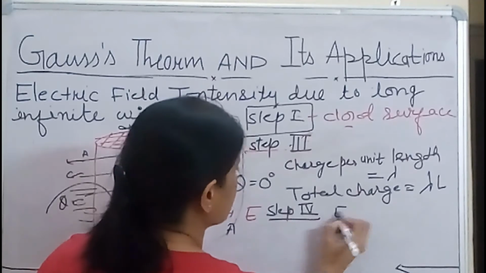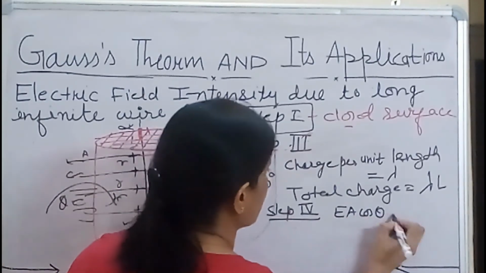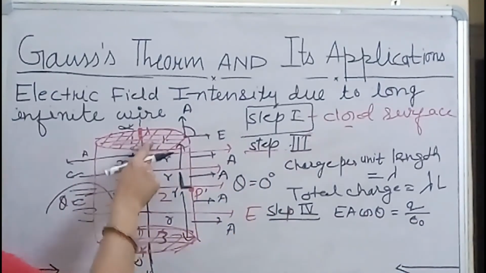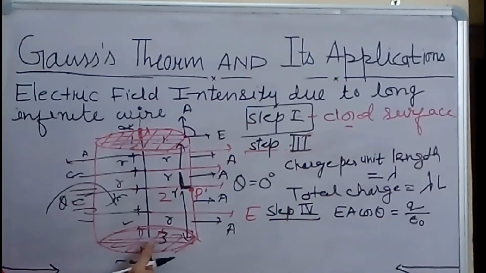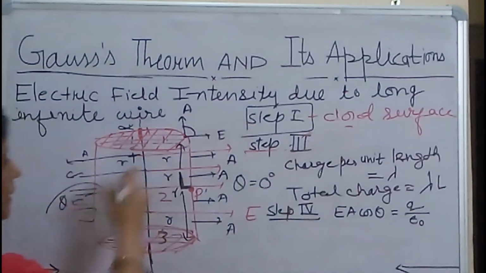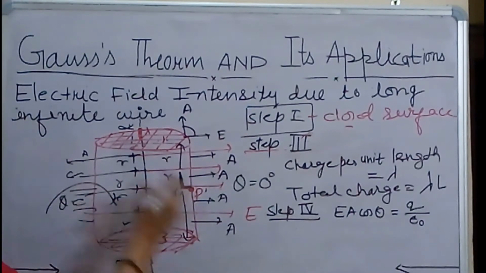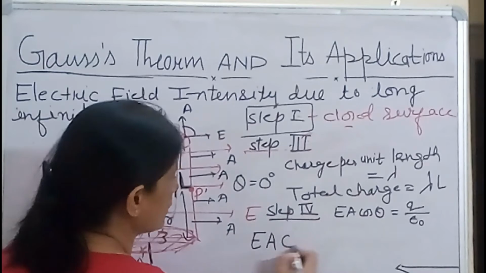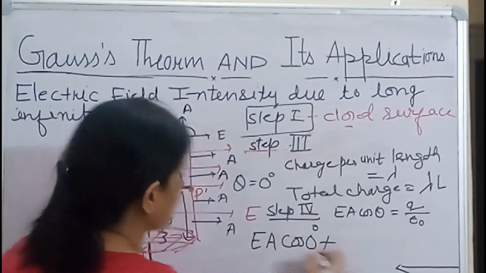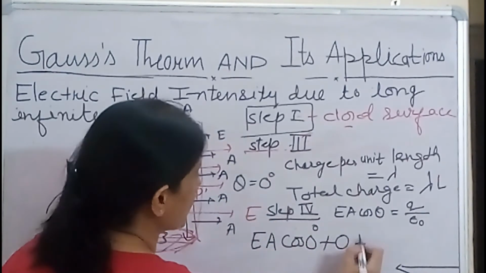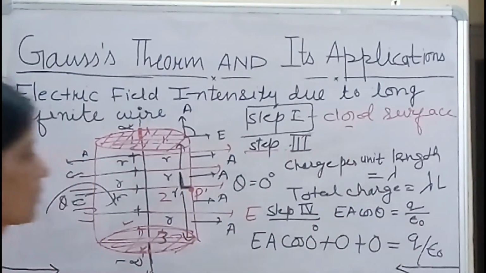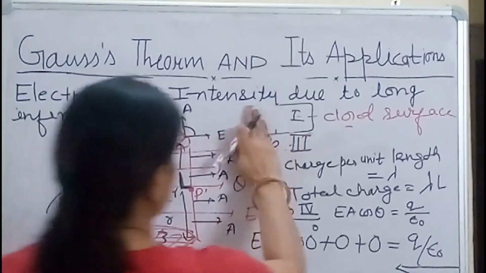Step number 4 is to apply the formula. Apply the formula: E A cos theta is equal to net Q upon epsilon naught. So E A cos theta for surface 1 is 0. I will not consider it. E A cos 90 is again 0. Now E A cos theta will be only for the curved surface. So I will write only E A cos 0, plus for surface 1 it will be 0, equal to Q net upon epsilon naught. Done. Now calculate.